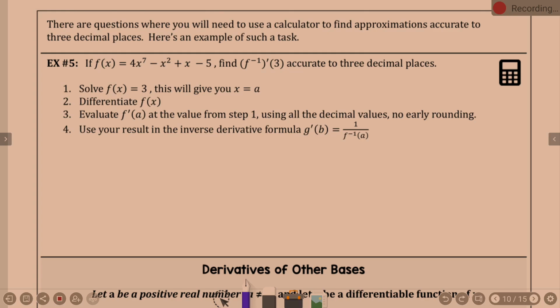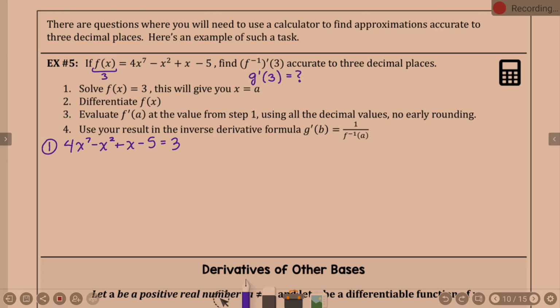They give us f of x, and they ask us to find the derivative of f inverse at 3, accurate to 3 decimal places. Keep in mind, this is the same thing as saying g prime of 3. In order to find our f inverse of 3, we had to find when f of x equals 3. So we want to know when 4x to the 7th minus x squared plus x minus 5 equals 3. Check for inspection all you want, but it's not going to get you there.